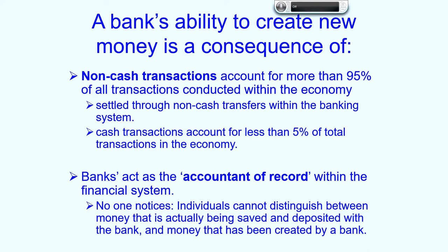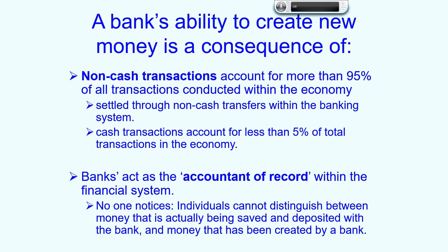So, for example, when you make a transaction, you are likely to use a credit card, a debit card, or even your phone to transfer the money to complete the transaction. 95% of all transactions in the economy are non-cash transactions, such as electronic transactions. Cash transactions account for less than 5% of all transactions in the economy. So money is transferred electronically between bank accounts.